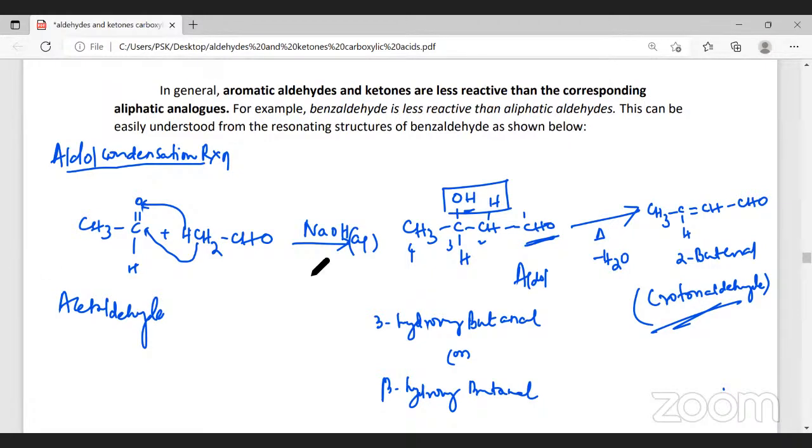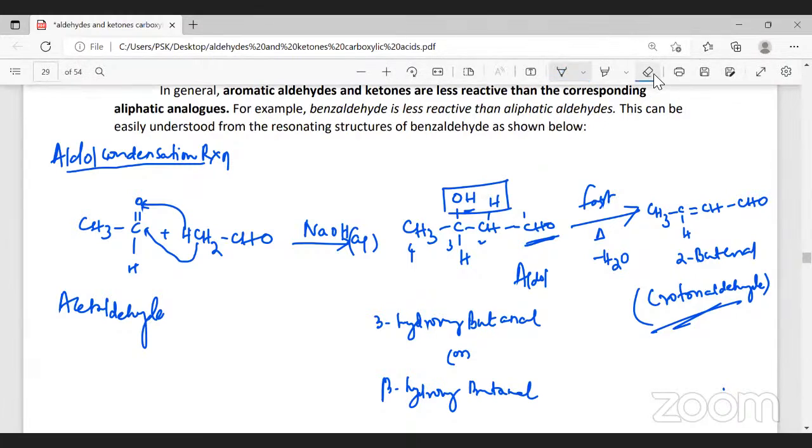to form beta hydroxy aldehydes, or if we take ketones, beta hydroxy ketones. This beta hydroxy aldehyde on heating decomposes to give crotonaldehyde. This is important. This is a very fast reaction, and it is called dehydration. The water gets removed. Therefore, it's called dehydration.